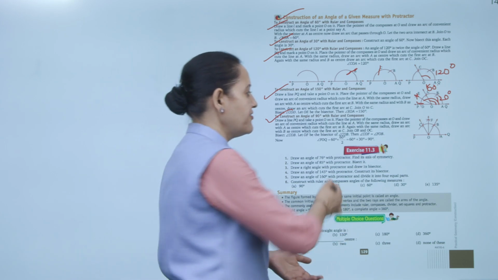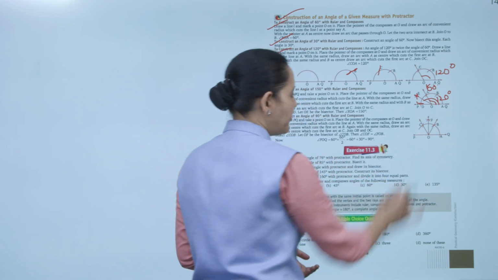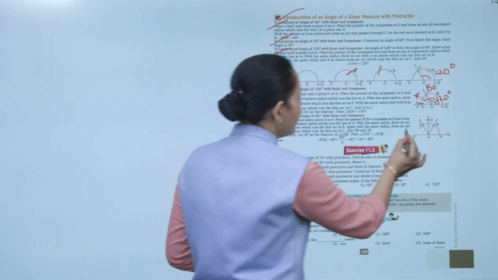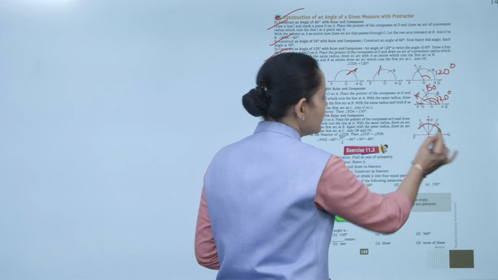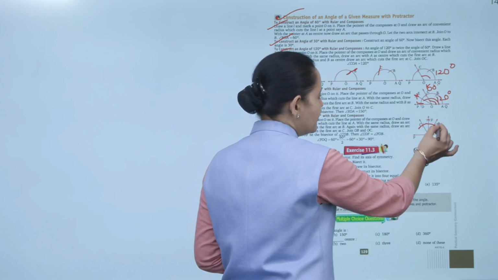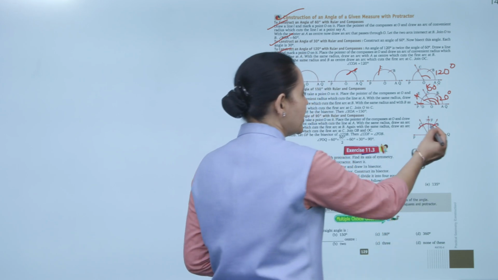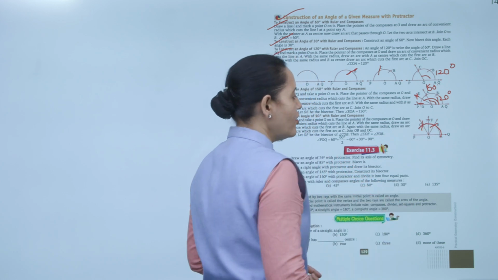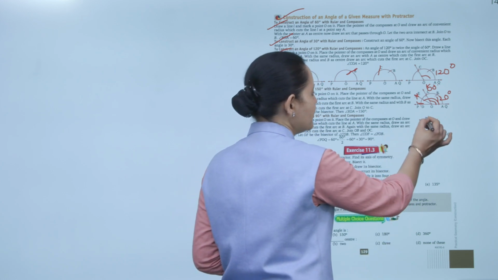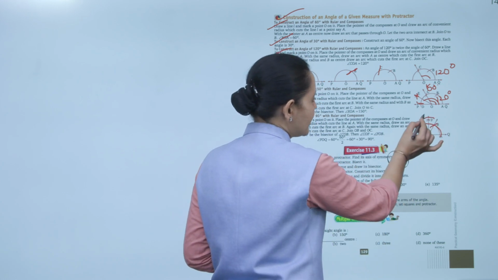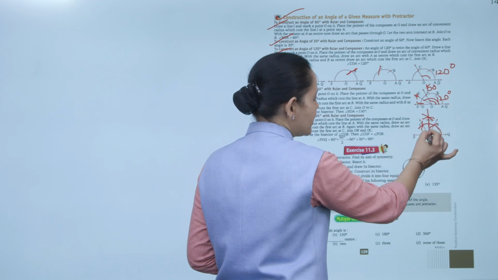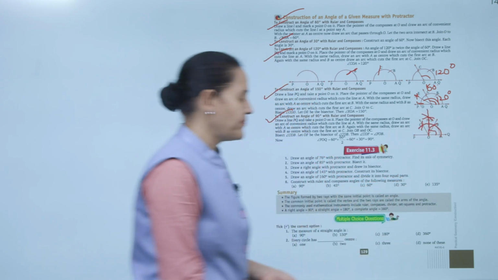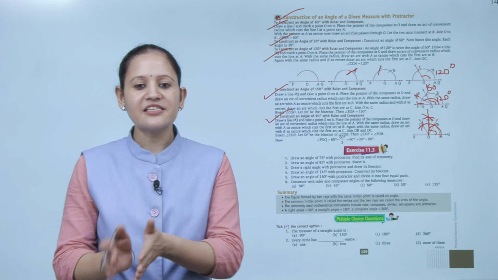So first again we'll take a line segment, we'll take point O on it, draw an arc like this. Now A as a center, we'll make the first arc, then B as a center, another arc. Now with the same radius, B as a center, make one arc, and C as a center, another arc. We'll join them, this angle will be of 90 degree. Clear? Next is exercise 11.3.